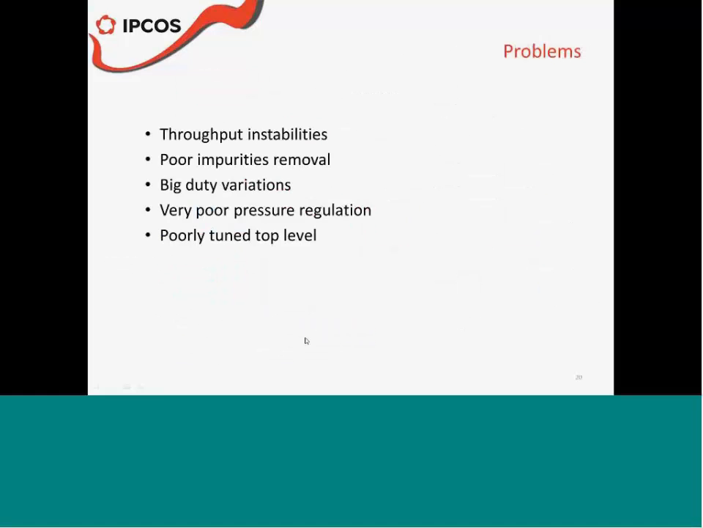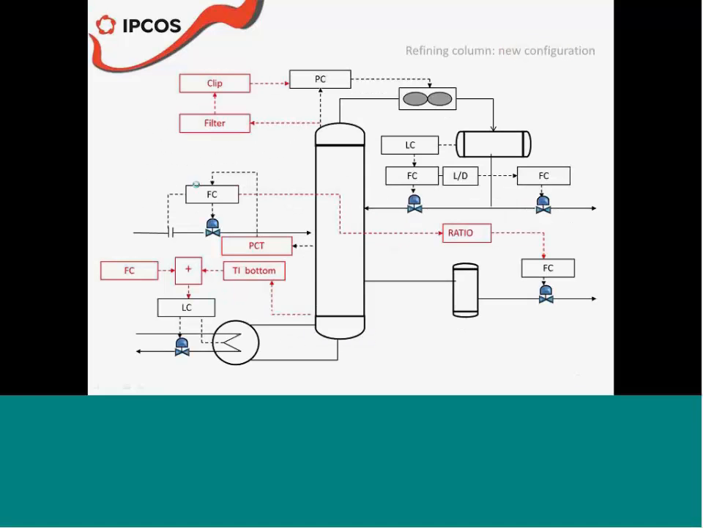And if you remember, we were talking about big duty variations. Those duty variations were mainly due to pretty much uncontrollability of the level in the reboiler. This reboiler was just a steam reboiler. The level of that steam reboiler determines the heat surface, the heat transfer area. And if you have this level going up and down, well, then the duty is pretty much not controlled. You will just vary with it.